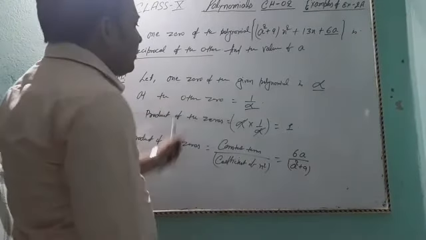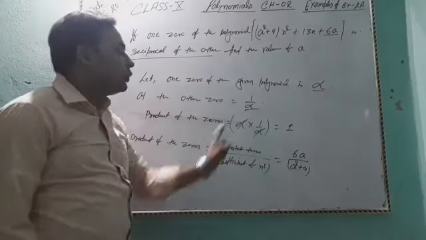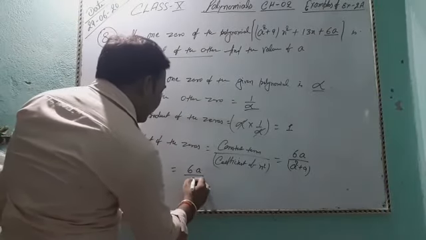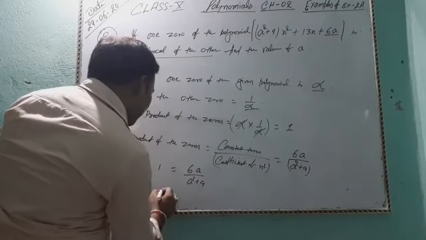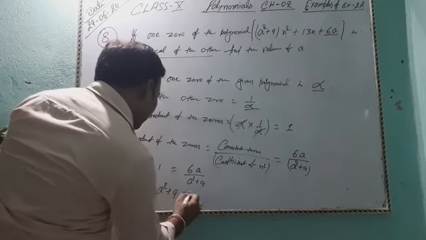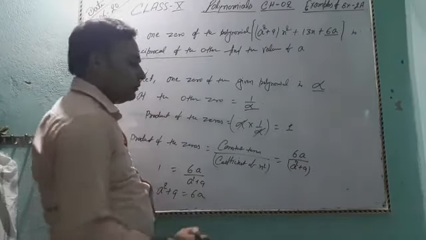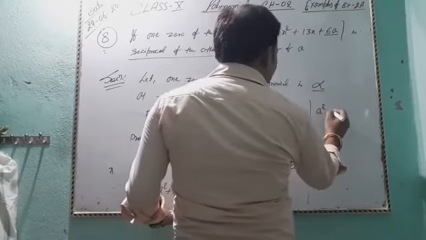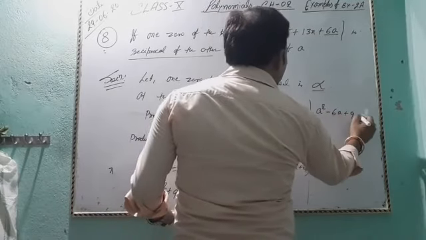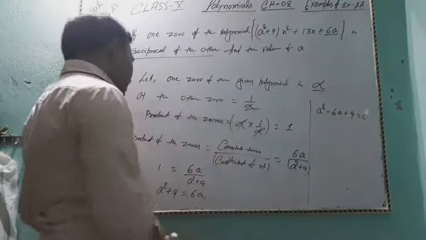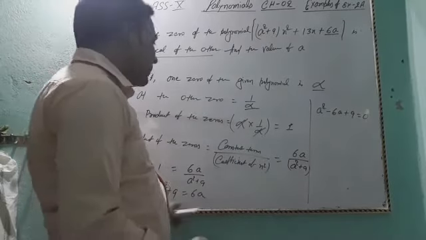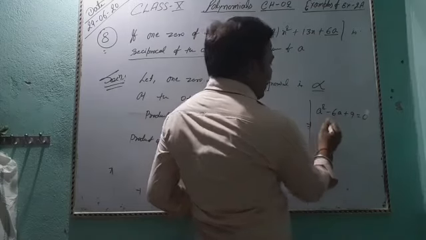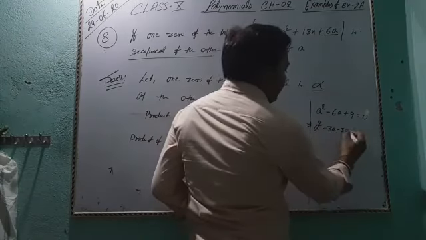So first zero is alpha and the second is 1 by alpha. So 1 equal to 6a by a square plus 9. By cross multiplication, a square plus 9 equal to 6a. And a square minus 6a plus 9 equal to 0. We factorize this a square minus 6a plus 9.